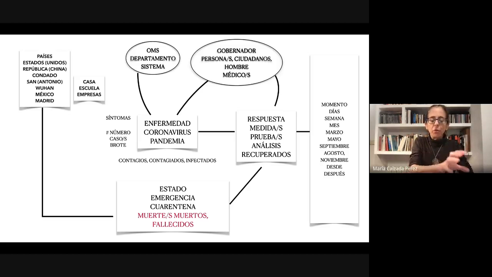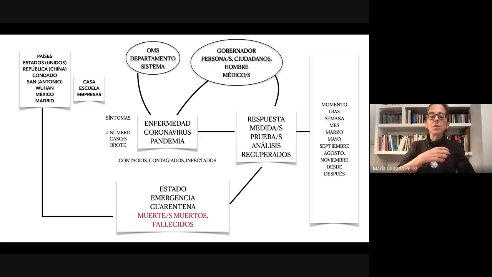At the bottom of your screen, you've got the consequences of COVID-19. And the most important trend there is that of death, dead, and dead. Muerte, muertes, muertos, fallecidos, you see. Quarantine is there, but this trend associated with death was not present in the English counterpart of the Wikipedia.